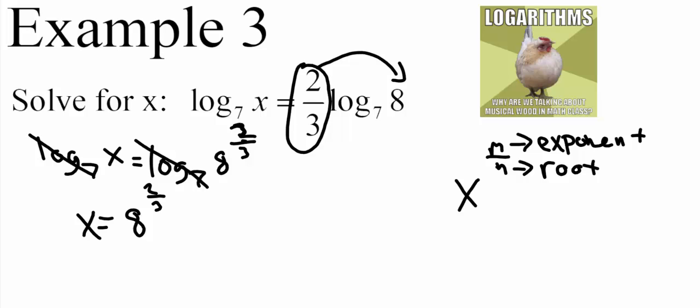I'm looking at the root first. I like doing the root first if I can. So the cube root of 8 is 2 because 2 times 2 times 2 is 8. So we take the cube root of 8 and get 2, and then we square that. 2 squared is 4, so our answer is 4. Again, you can use a calculator, type that in, and it'll give you the same answer too, but try to do it in your head.